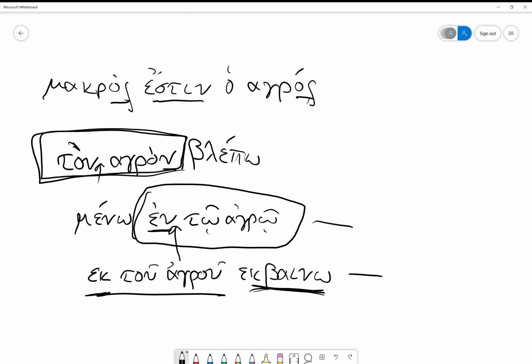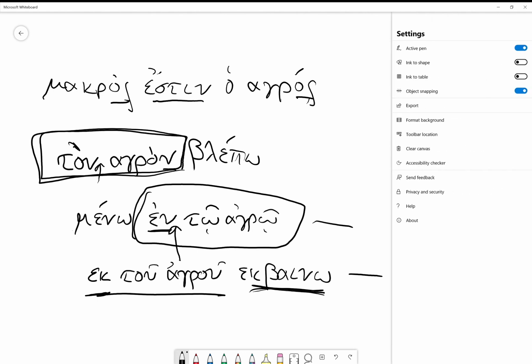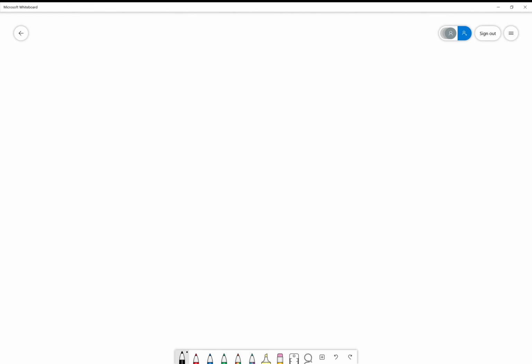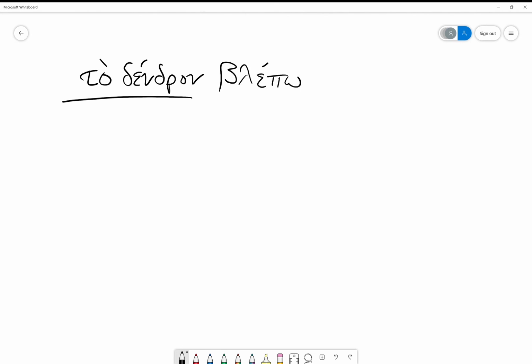We can also do this with the neuter. You've got the dendron was our example. So I can say to dendron blepo. Okay, so this here, that could be nominative or accusative. However, context is what gives us the information. So this is "I see," right? This omega here, I see.